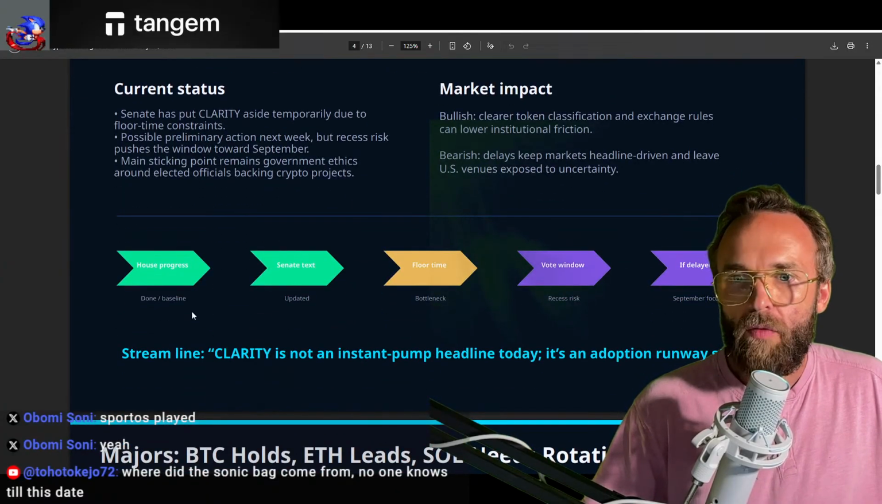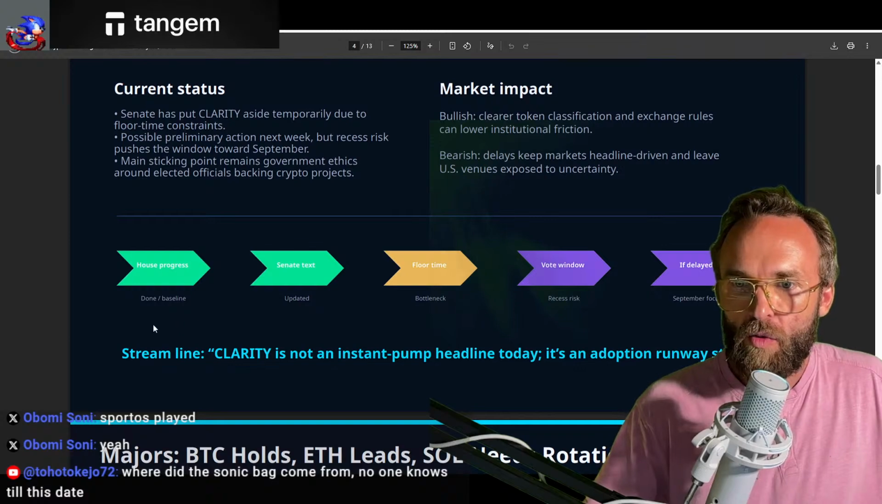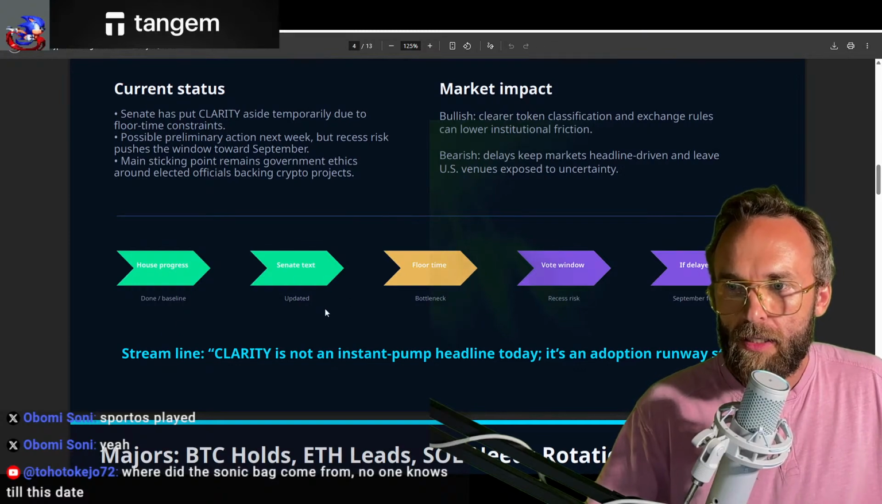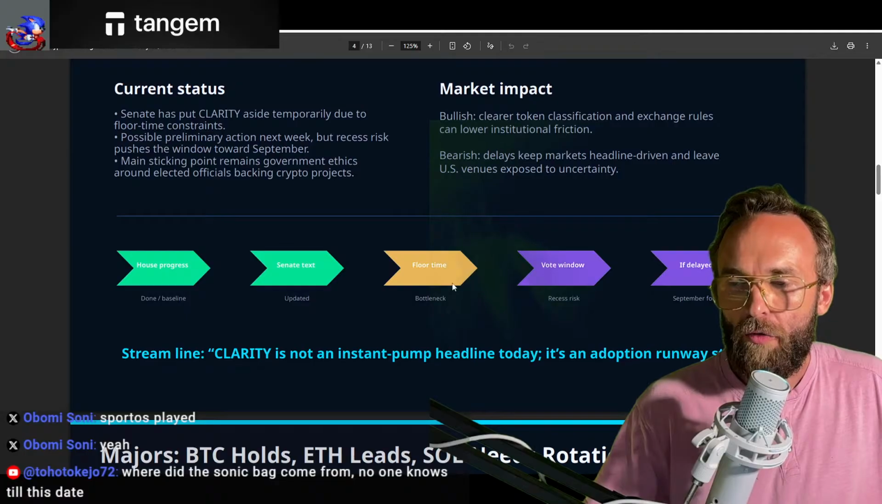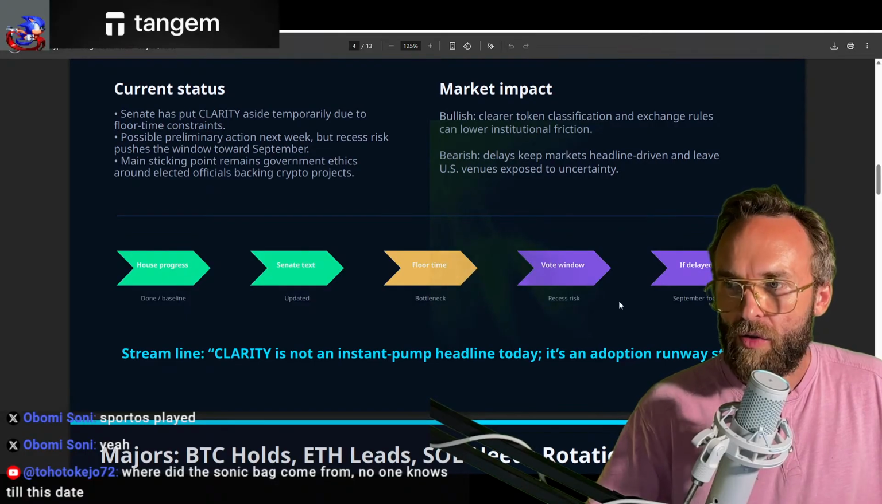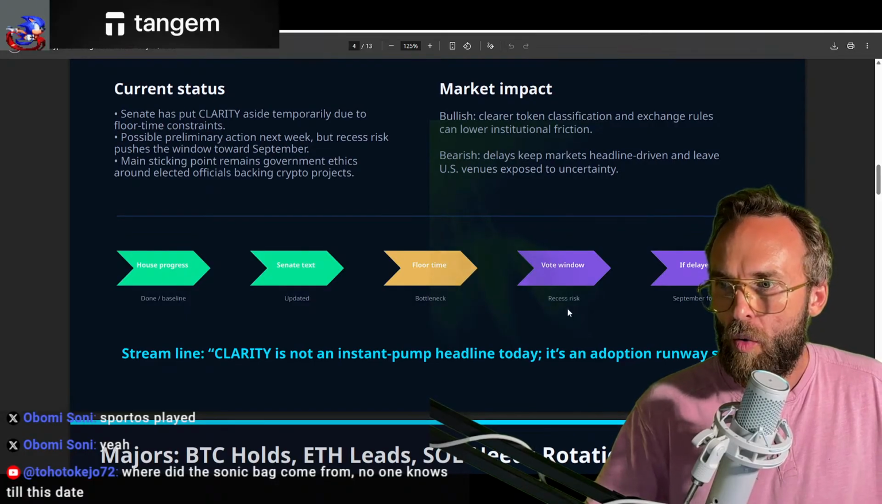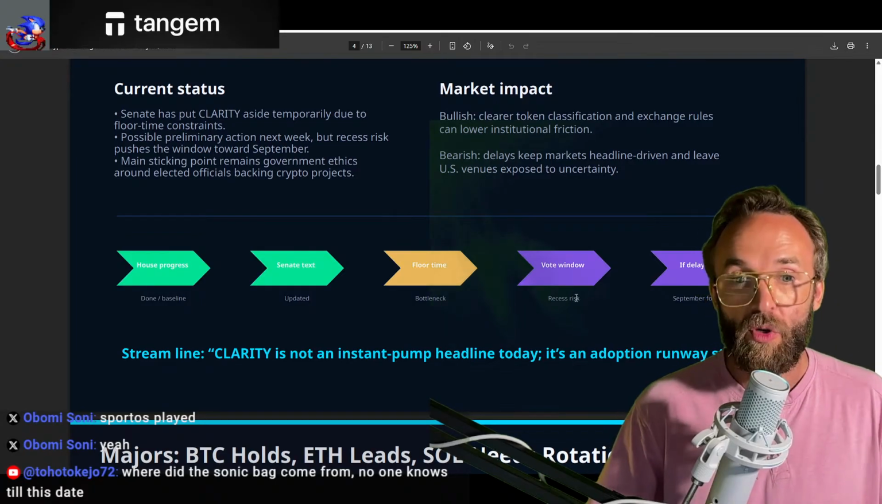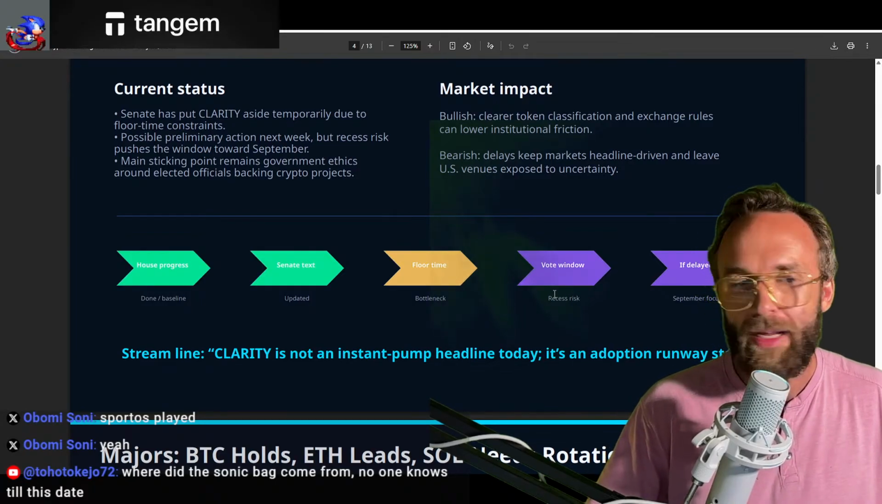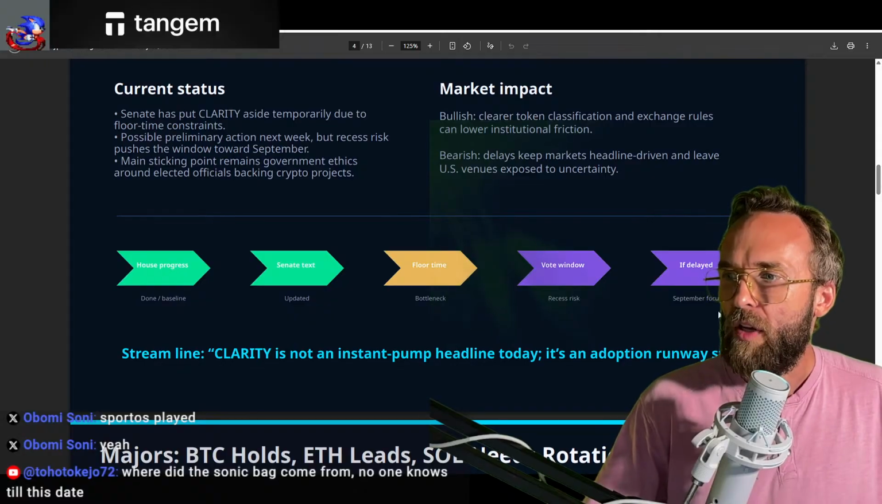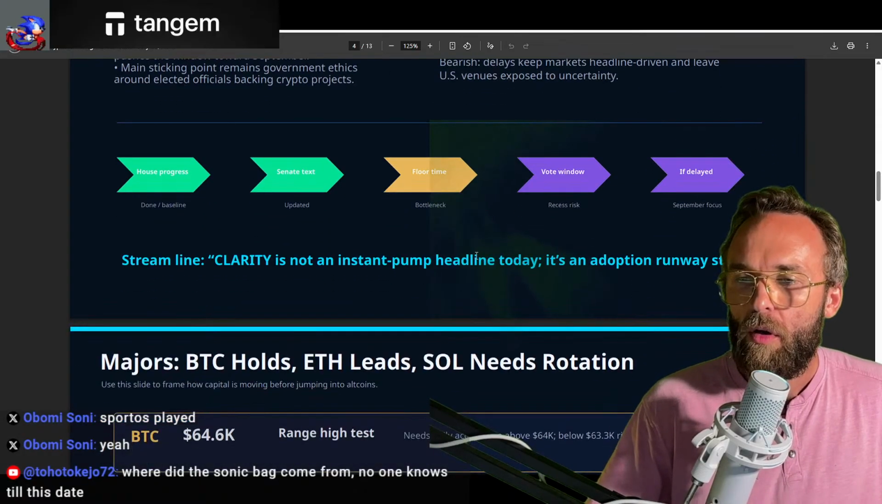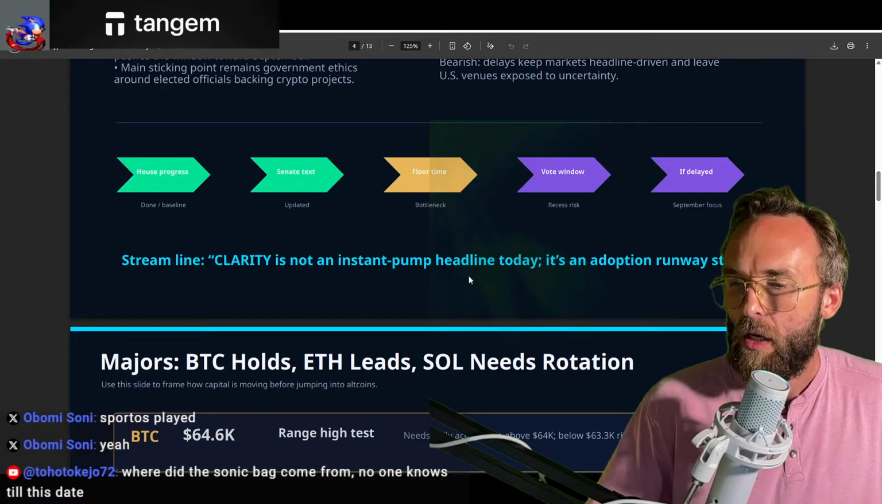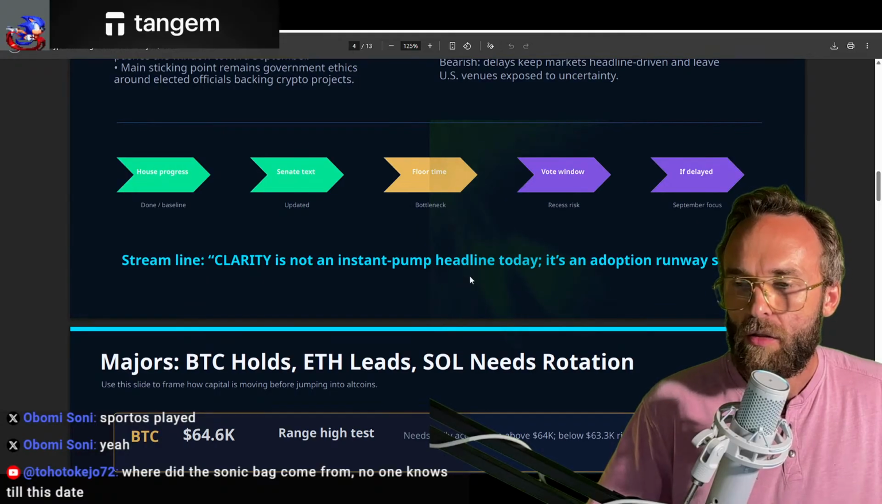So here's the progress of it. We got the House progress done. Senate text has been updated. The floor time has been bottlenecked with other stuff. The vote window is recess. It could possibly go into recess, which would then delay it till September. If delayed, it would go into September, and then we'd have basically the whole month of August.